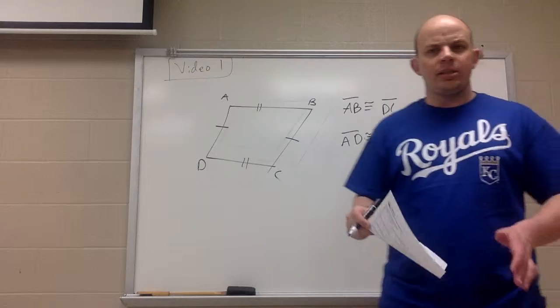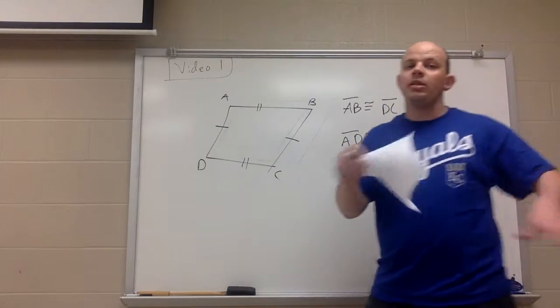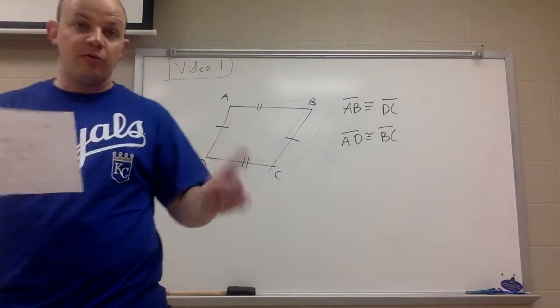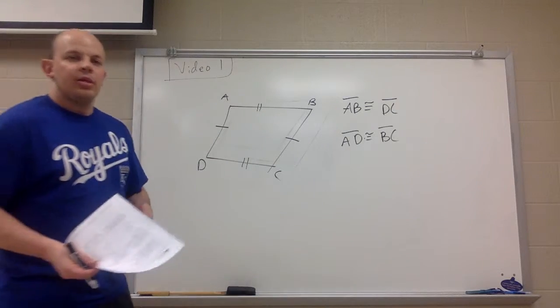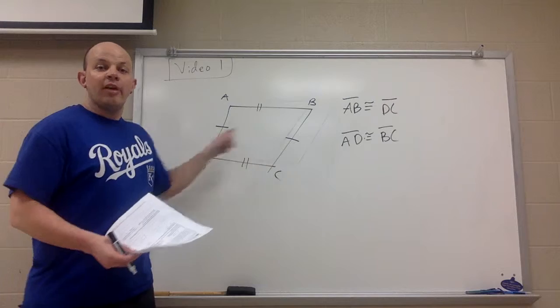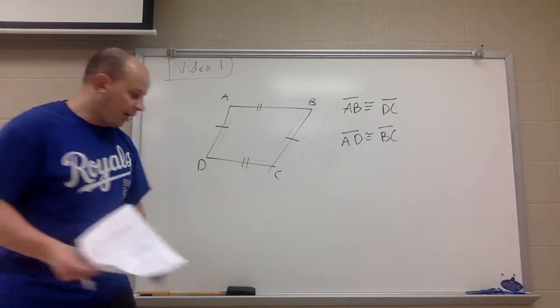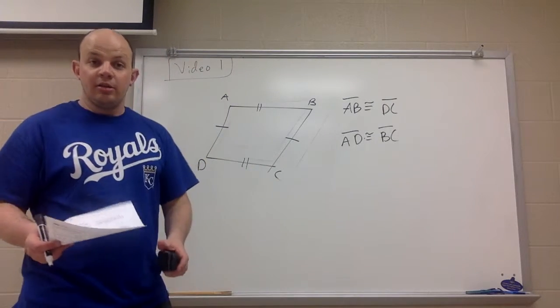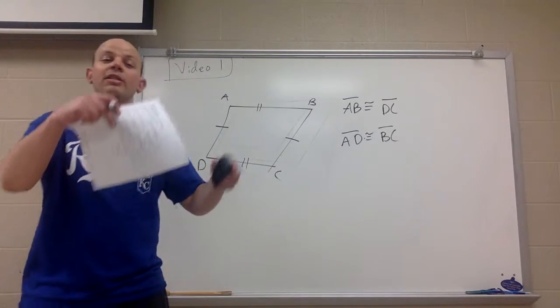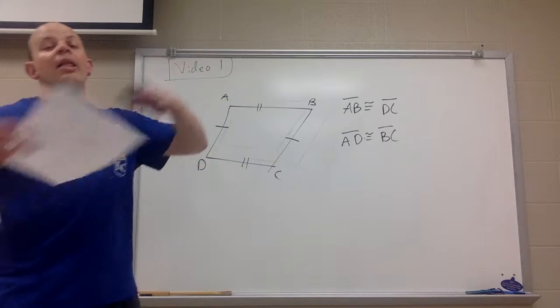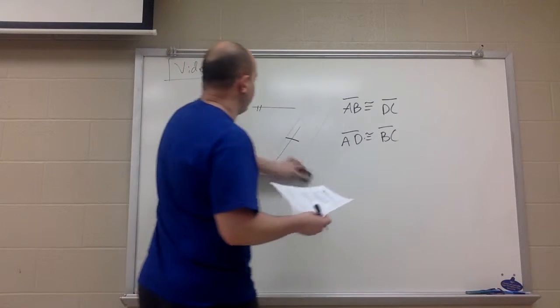These are all individual conditions. They're enough to prove it themselves. You don't need anything more than that. Just one bit of proof, right? I don't need to say all of these things. If both pairs of opposite sides are congruent, it's a parallelogram. If one set of opposite sides is parallel and congruent, then it's a parallelogram. Over and over and over again, okay?